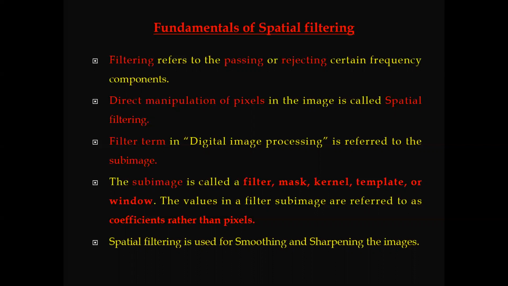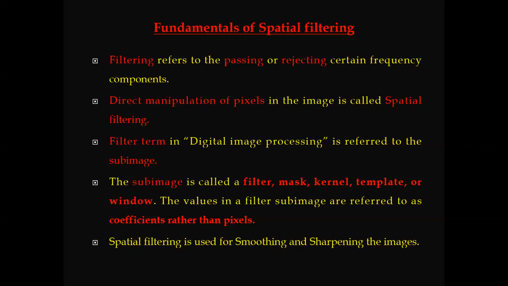So the components are pixels. So every pixel will have some intensity level. So the filter will pass certain intensity levels as per our requirement, so that it can perform filtering. So direct manipulation of pixels in an image is called spatial filtering. As you know, we can manipulate. That means we can add 2 pixels directly, or we can multiply any 2 pixels directly without any transformation requirement. Directly we can perform the manipulations of the pixels in spatial filtering.